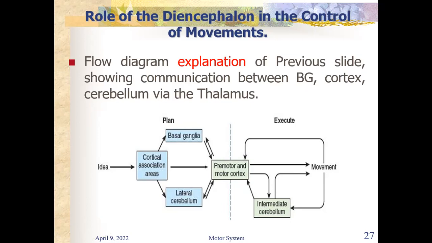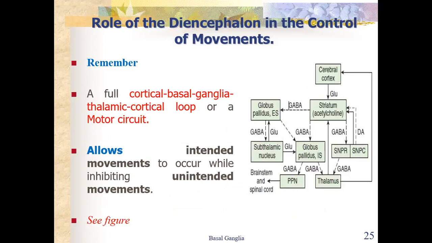It also plays a role in the basal ganglia, as we have seen the two main outputs from the globus pallidus internal segment and also from the substantia nigra pars reticulata, funneling the two outputs to the thalamus, and the thalamus in turn excites the cerebral cortex. The purpose of that connection is to allow intended movement to occur while inhibiting unintended movements.